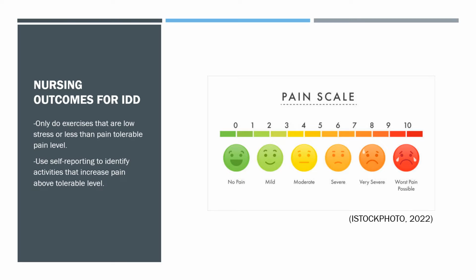Some nursing outcomes we want are to only do exercises that are tolerable for the patient's pain level. We want to make sure that the patient doesn't overexert themselves to make them hurt even more or cause more pain. We want to use self-reporting to identify activities that increase the pain, and then record a tolerable level to ensure that the patient has activities that they can do to increase mobility but reduce pain.